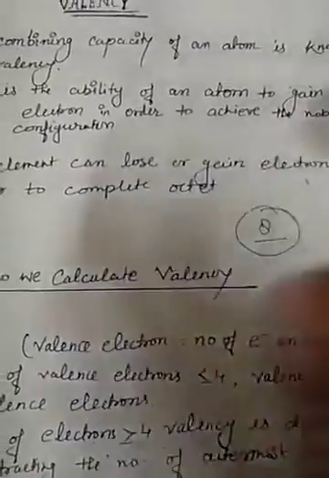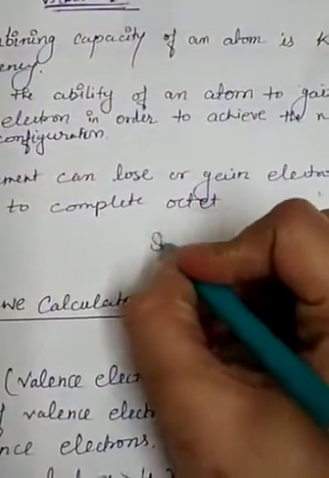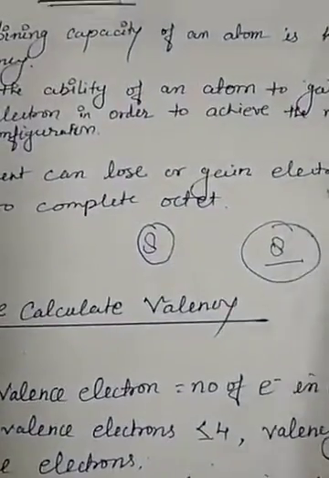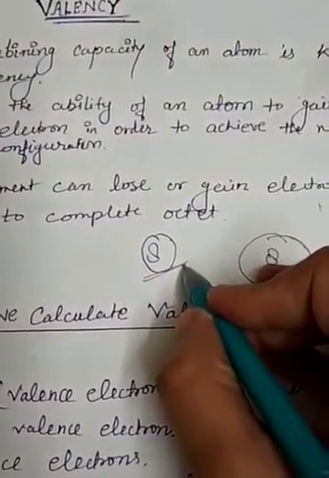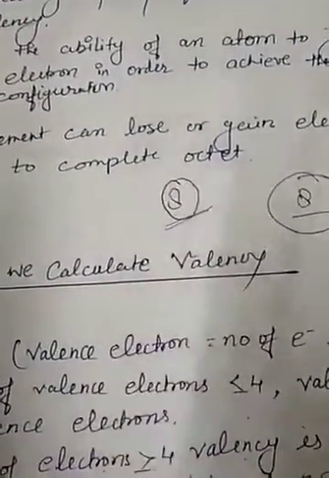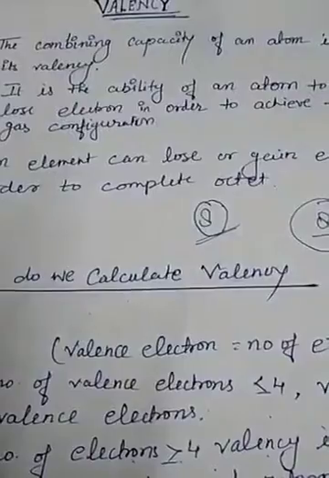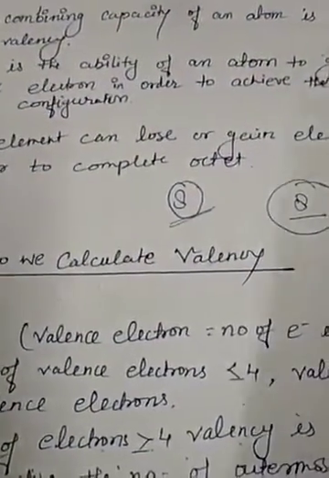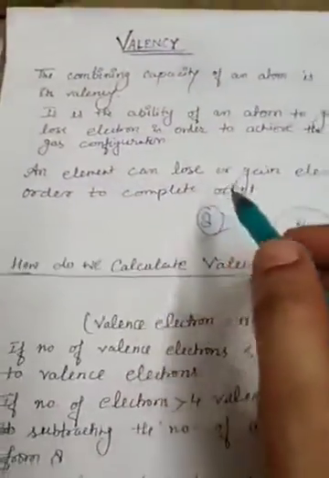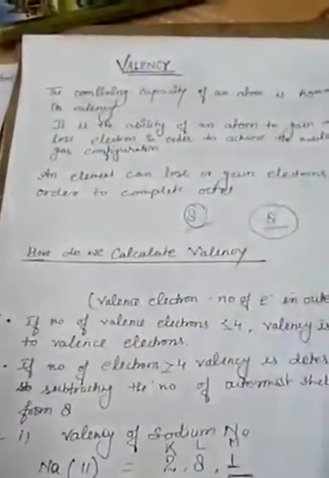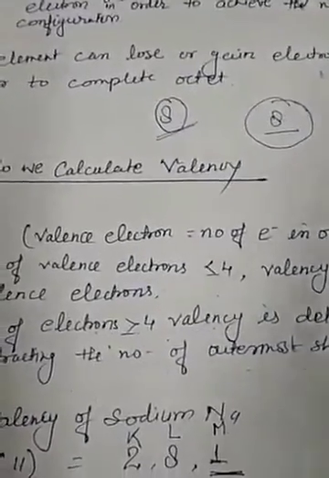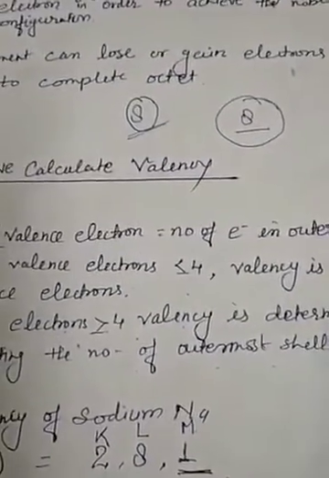Those elements are also called inert gases because they cannot react with any other element. They are already stable because their outermost shell has 8 electrons. So those elements are the most stable elements. Why does an element react? To attain stability, or to complete the octet in its outermost shell. So an element can lose or gain electrons to complete its octet, meaning 8 electrons in its outermost shell, or we can say in its valence shell.